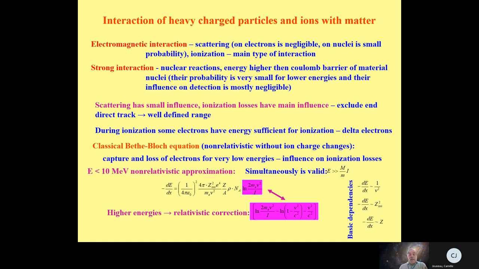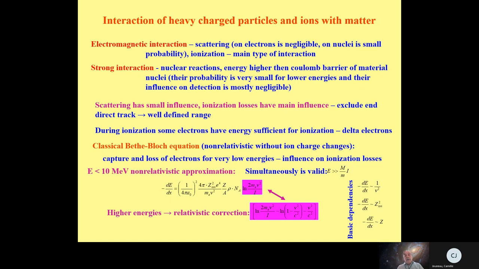As I said, scattering has very small influence. This is different from light particles, because if you have scattering of a light particle, for example electron on electron or nuclei, you will obtain very big angles, and in this case the influence is big. But for a heavy particle, scattering has very small influence on the path of the particle. In this case, ionization losses have the main influence.